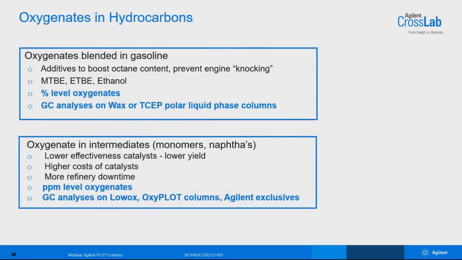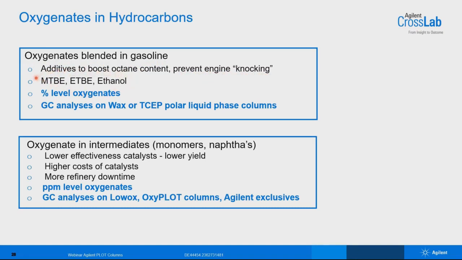And that brings me to the analysis of oxygenates in the petrochemical industry. That analysis basically splits into two parts. First, there are the oxygenates that are blended into the gasoline. These are additives that boost the octane content, improve combustion and the performance of the engine, preventing the knocking effect. MTBE, ETBE and ethanol are examples of these additives.